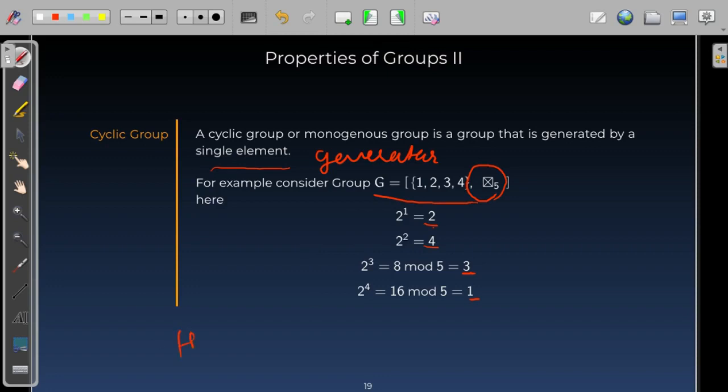Now the homework here is that you have to show that 3 and 4 are also generators of this group.